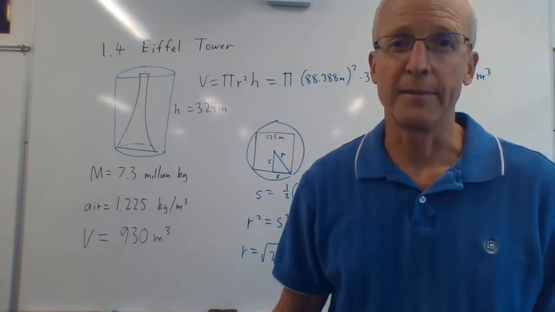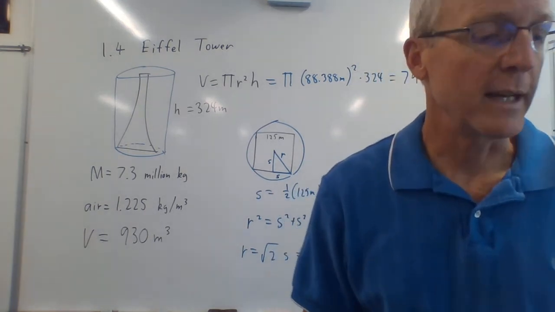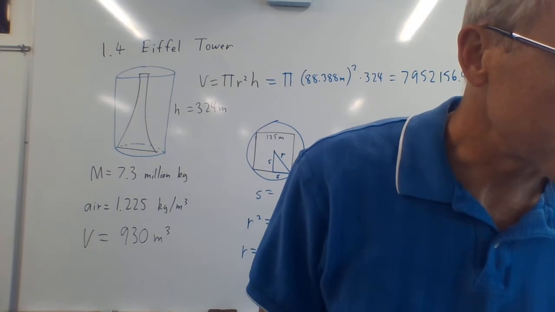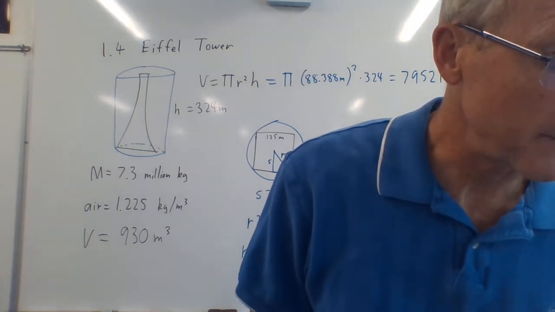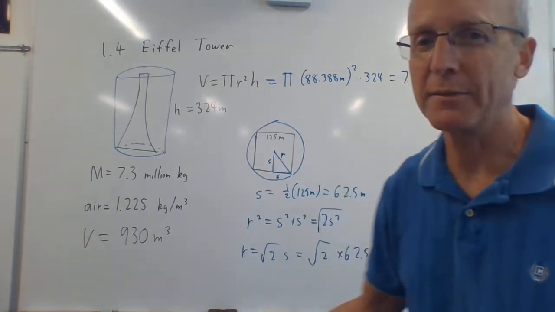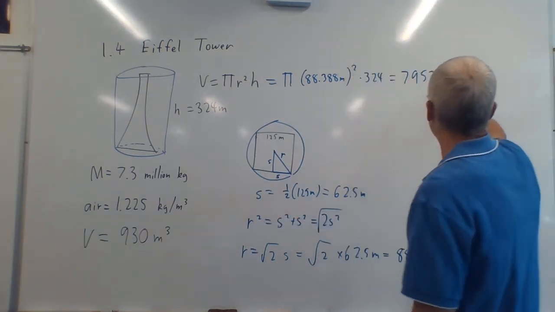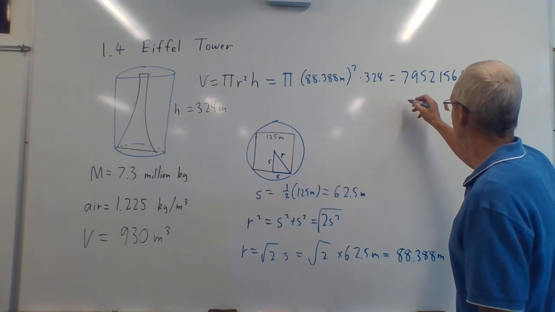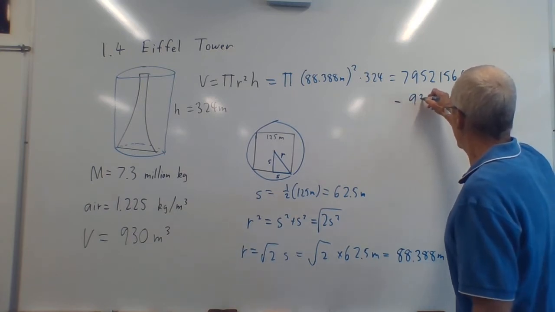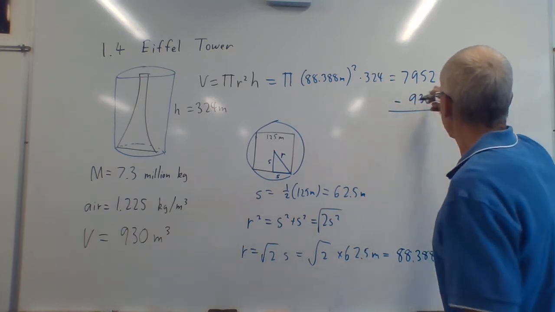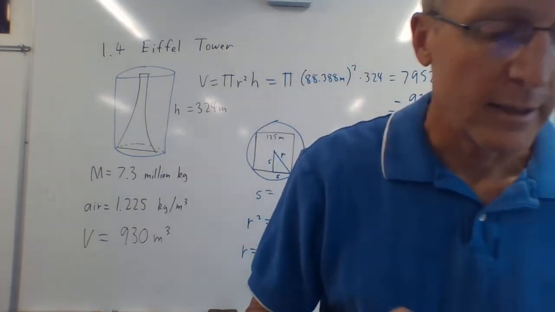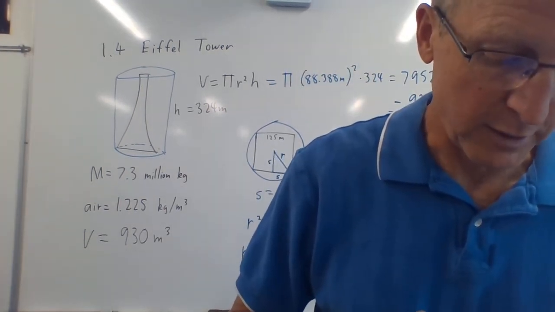Now, not all of it's air. We have the Eiffel Tower in there. So it says, suppose the tower is contained in a cylinder, find the mass of the air in the cylinder. So we got to subtract out the volume of the Eiffel Tower, which is 930. That's like nothing, right? It's practically negligible. But if we take away 930 from that, it's just going to change it a tiny bit. We don't really even need to do this, but I'm going to anyway.